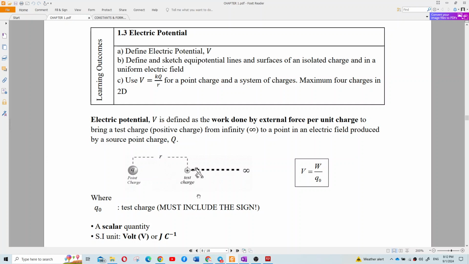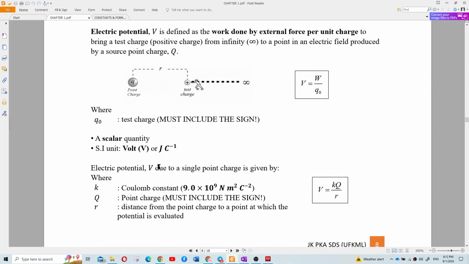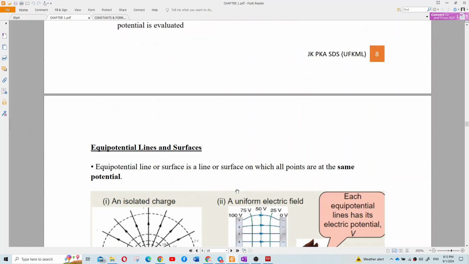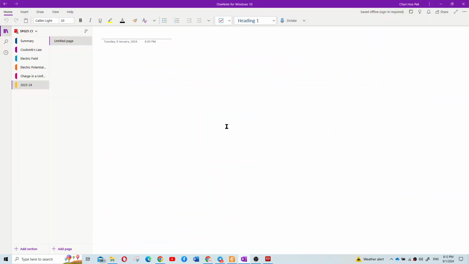Okay, so this one needs some explanation. Most probably you don't understand what it's talking about. Where Q naught is the test charge, it must include the sign. All these later on. So let me explain about this. Let's take it this way.